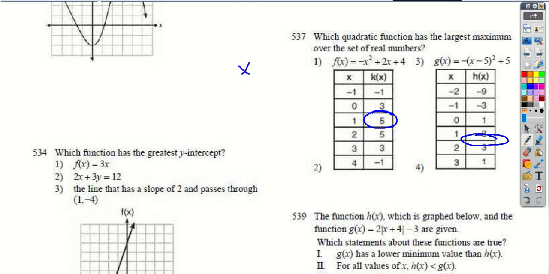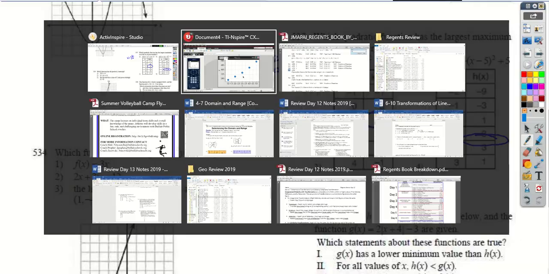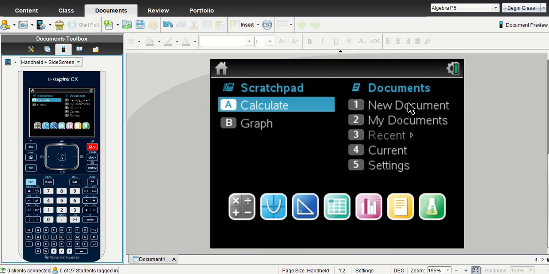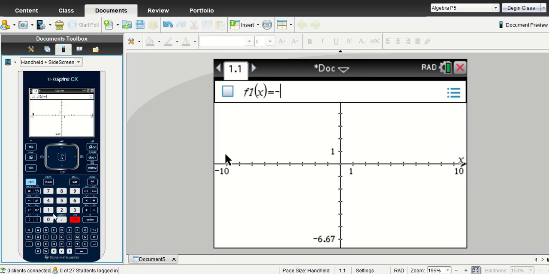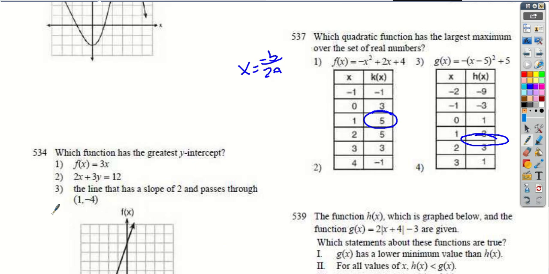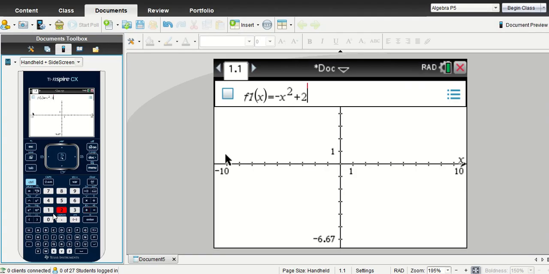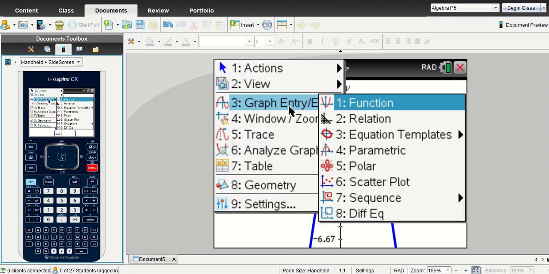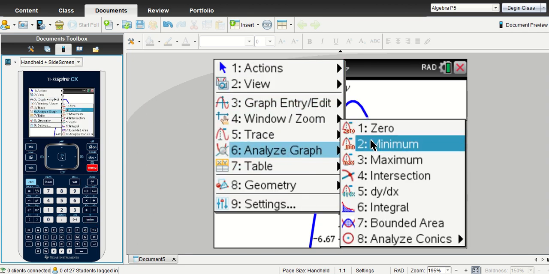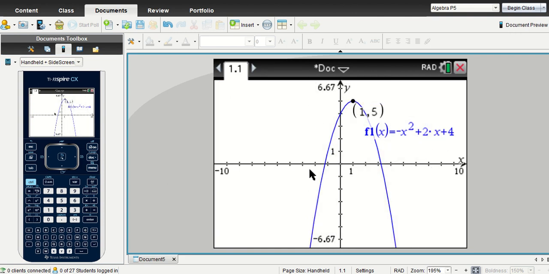And then we can go graph. Remember, we could do -b over 2a and plug in, but I would probably just want to graph this and actually visually see it, okay? So we graph -x squared plus 2x, and then plus 4. We can check right here: menu, analyze graph, and we're going to choose the maximum value, and there we go, it's 5.